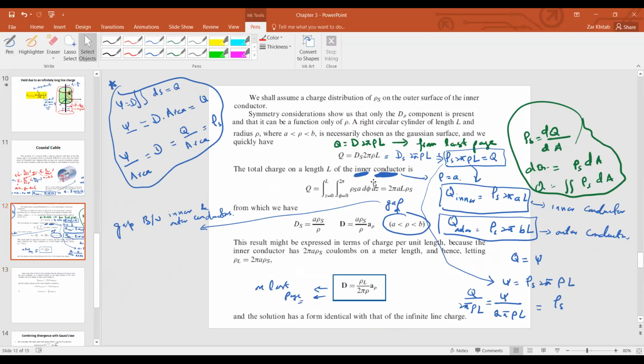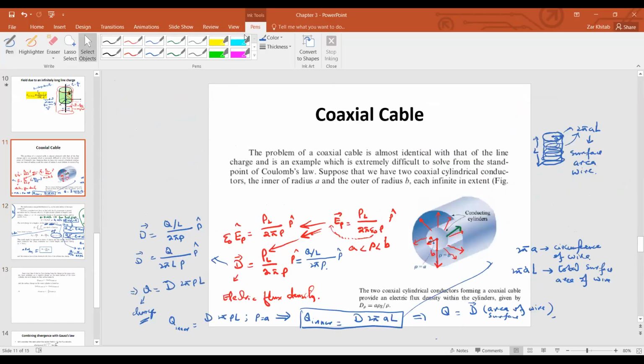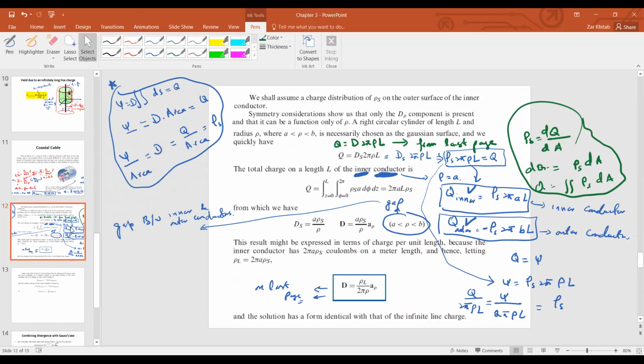Now, if you take this Q inner and this equation, you'll have a little negative sign. Why? Because if suppose you have positive charge here, here you will have negative charge. Yeah, negative charge on the inner surface. So this Q outer is with the negative sign.